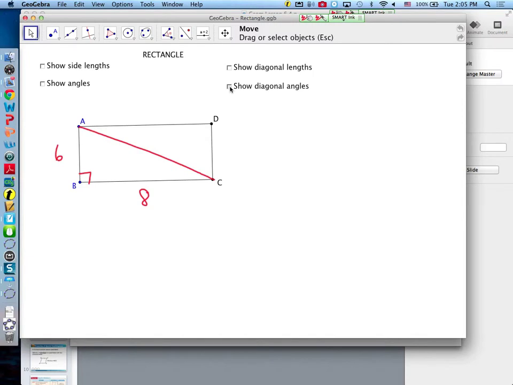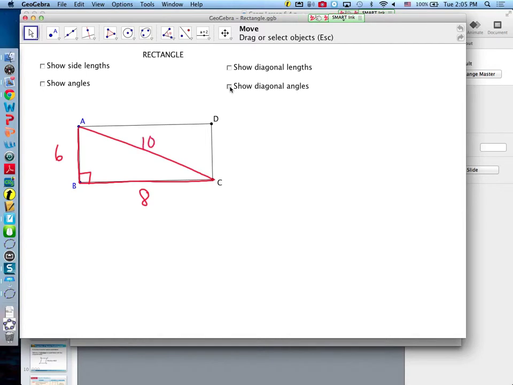It's like the hypotenuse of a right triangle. So, okay, we could do the Pythagorean theorem. And what's the Pythagorean triple? 6, 8, 10. That's a multiple of 3, 4, 5. It's all times 2. So that diagonal is going to be 10.